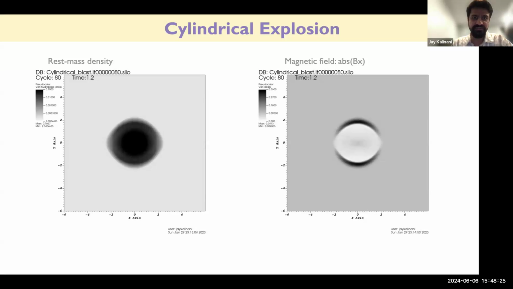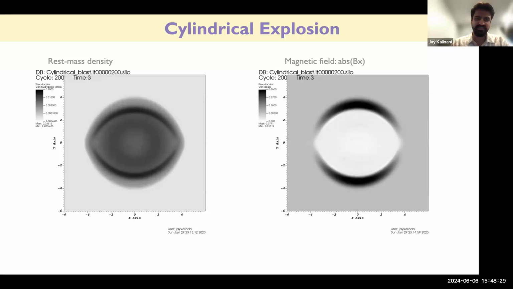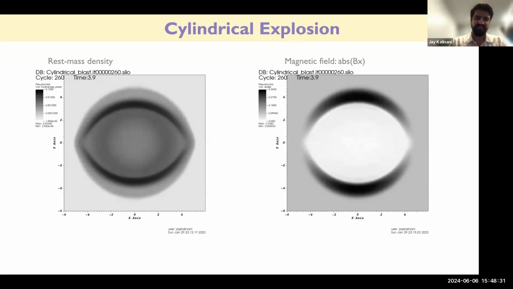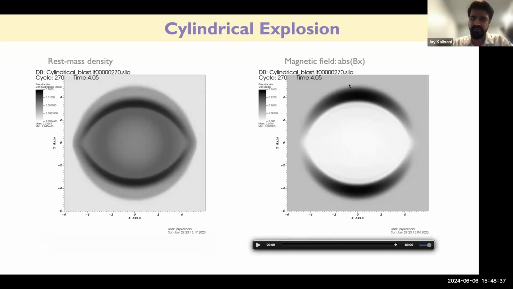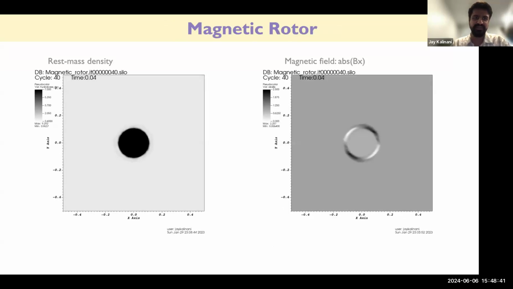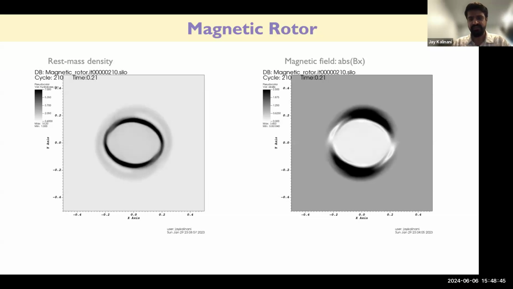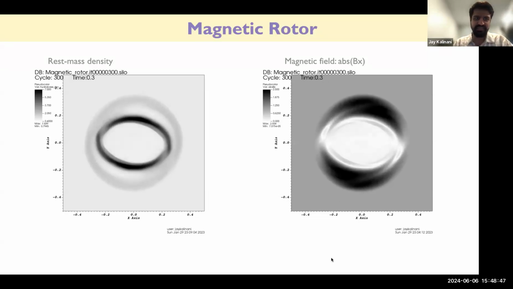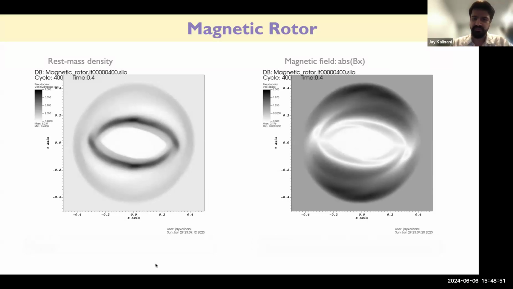And next, we move on to 2D tests. Here you see a cylindrical explosion, which is a standard test that is performed. We find that these profiles for rest mass density, magnetic field, and other such quantities do match well with what has been reported in the literature. And similarly, we have the magnetic rotors test, where you have a cylinder rapidly rotating in an ambient medium when it's magnetized. And again, here the profiles look quite similar to what has been reported in the literature as well.